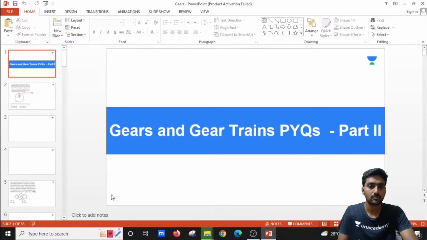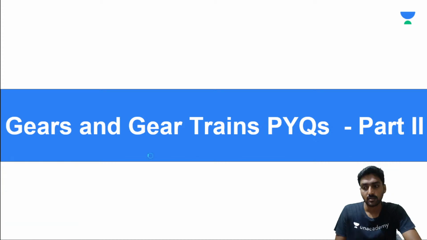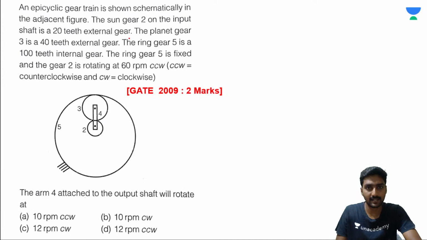Okay, the first previous year question in today's session we are going to discuss. Gears and gear trains previous year questions. An epicyclic gear train is shown schematically in the adjacent figure. The sun gear 2 on the input shaft has 20 teeth, external gear. So here we are considering gear 2 as the sun gear.